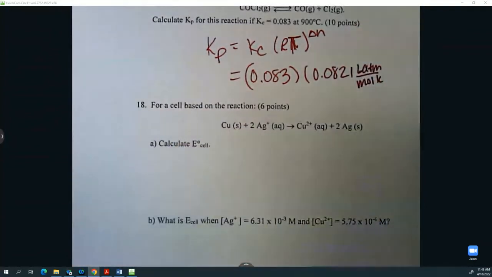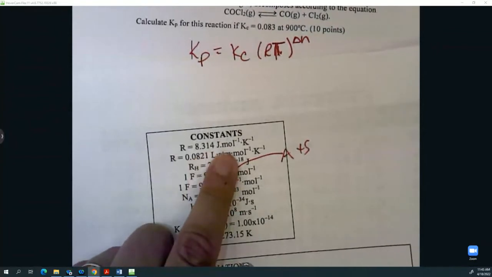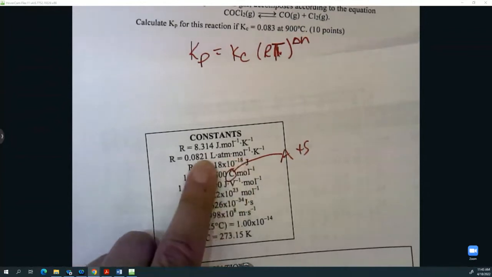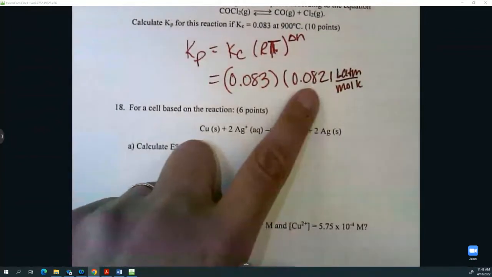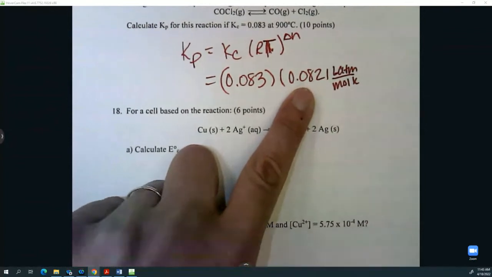Remember, there's also the 8.314, but that's joules. That's not going to help me at all here. But these atmospheres I want, moles I want, liters I want. So this is the right version of R, and it's not as intuitive as it sometimes is, where I'm literally going to be canceling out units.